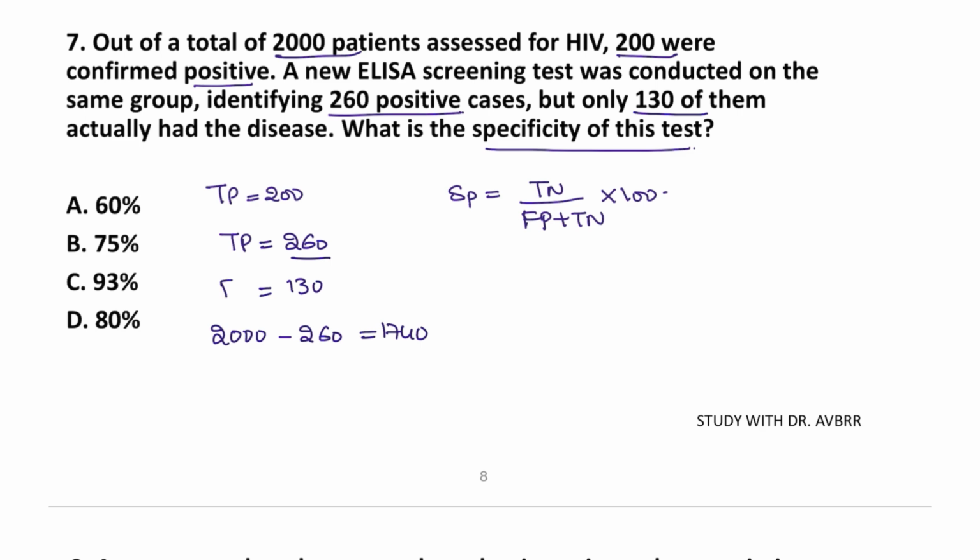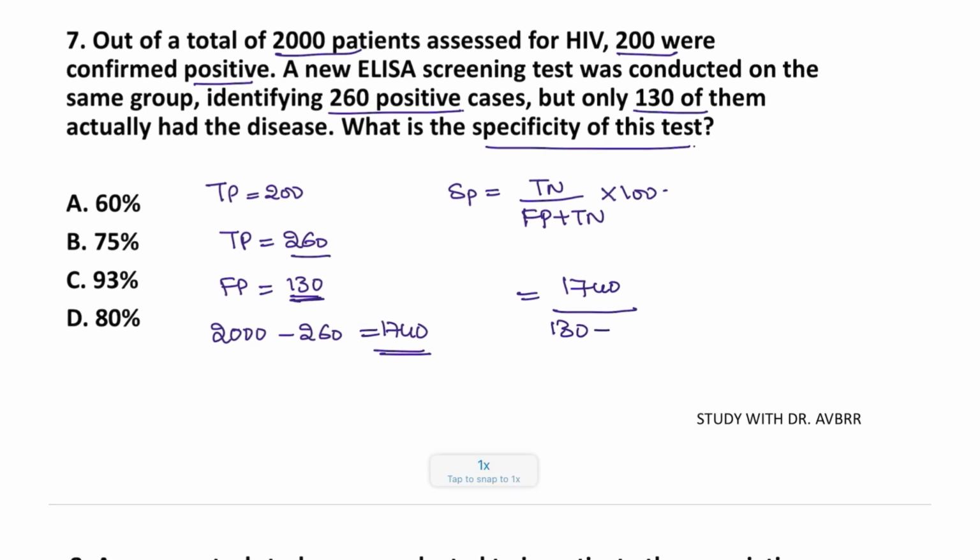These patients, right? False positives are 130. So total true negatives, how much did we get? 1740. Let's apply it in the formula. So 1740 by total false positives 130, right? 130 people do not actually have the disease. So 1740 by 130 plus 1740, into 100. If you calculate this in the calculator, you are going to get around 93%. While watching the video, you can pause and apply it in the calculator, and you will get this value.